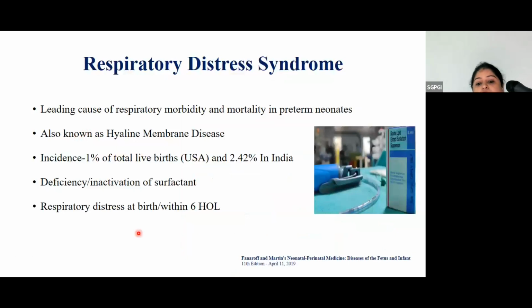It is a leading cause of respiratory morbidity and mortality in preterm neonates, which is also known as hyaline membrane disease. The incidence is 1% of total live births in the US and 2.42% in India. It is basically due to deficiency or inactivation of surfactant, which leads to the onset of respiratory distress at birth or within 6 hours of life.